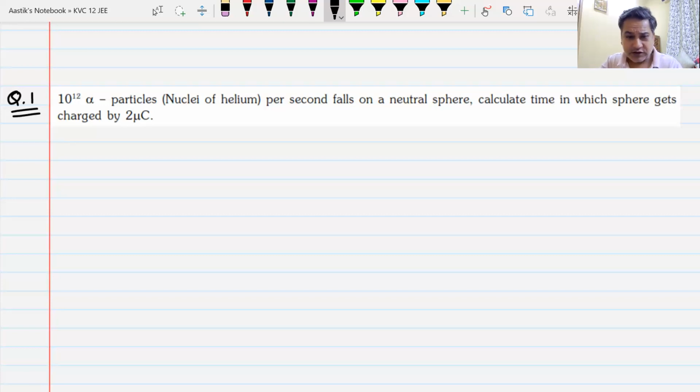With that information, how can you solve the question? You know how much charge you have to give to the body. Yes or no? You know what is the charge of an electron. Yes or no? Just put the values. You know the rate of the particles falling. You know how many particles are falling. What is the charge of one particle? And you just do simple maths and you are there with time.